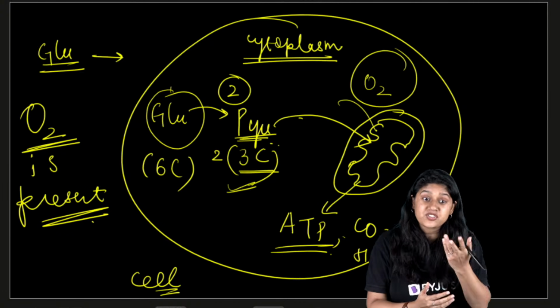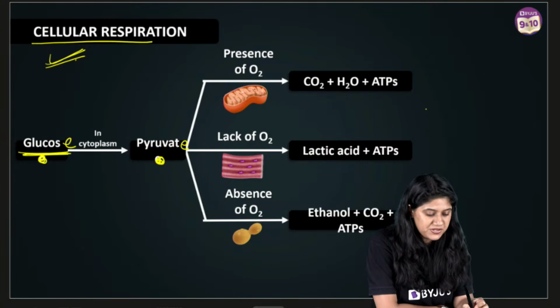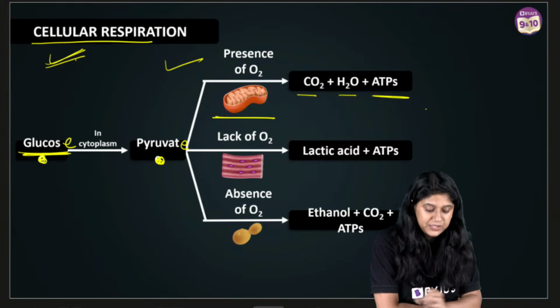Yes, Rudraksh, I've just answered your question. Okay? This is very important. That's the first part of it: the presence of oxygen in the mitochondria, formation of CO2, H2O and ATP.